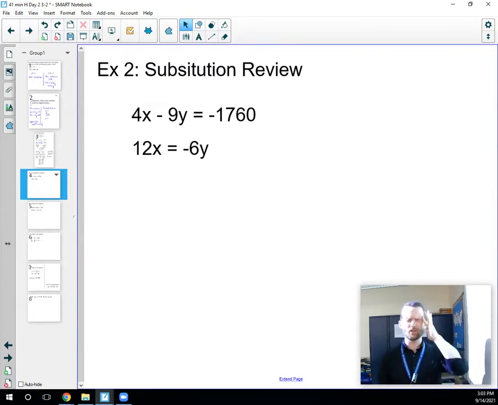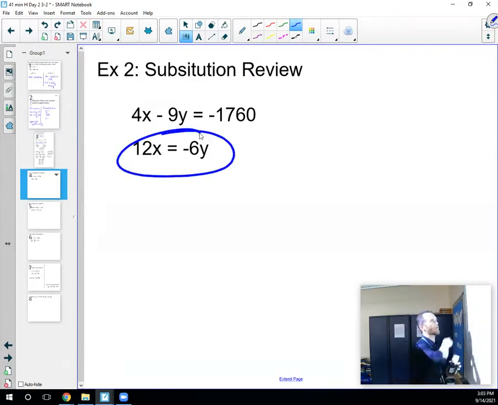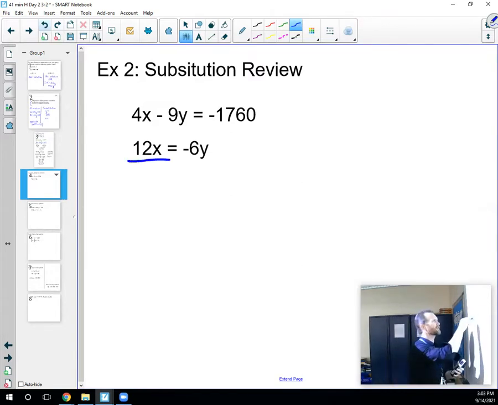Now remember, with substitution, we don't care if the x's and y's and the constants are lined up vertically. It's all about looking for one variable all by itself. So either x equals something or y equals something. Right away, this system looks like a good candidate for the substitution method because of this second equation. This is going to be very simple to get either x or y by itself. I would probably want to get y by itself, because if we get x by itself and divide by 12, we're going to end up with a fraction, and we'd rather not deal with that.